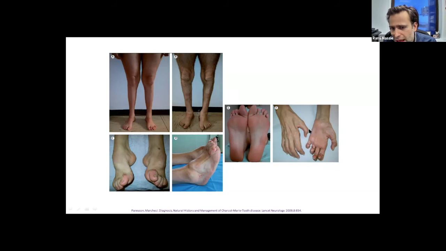They have a claw hand due to significant atrophy of their lumbricals and other intrinsic hand muscles. And then they have this stork leg appearance or inverted champagne bottle appearance, where you have significant atrophy distally at the level of the distal leg, but relative preservation higher up of the calf, and certainly preservation of the thighs.